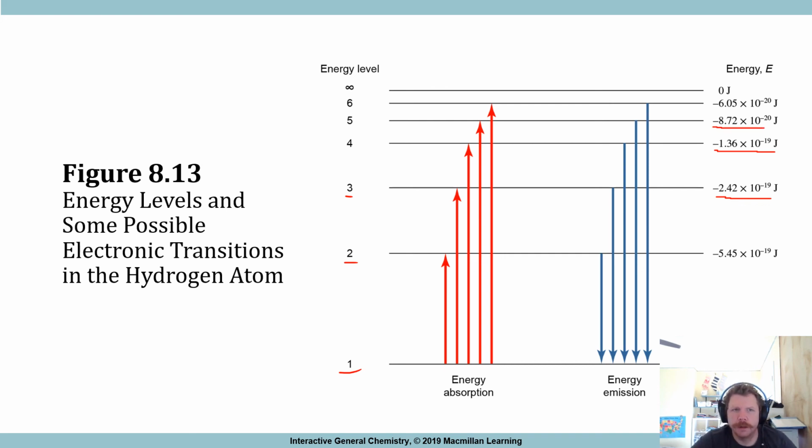All right, like I said, we're not doing any calculations associated with this, but I do want you to know the function of the Rydberg equation. It gives you a means to calculate the energy associated with movement of electrons between different energy levels.